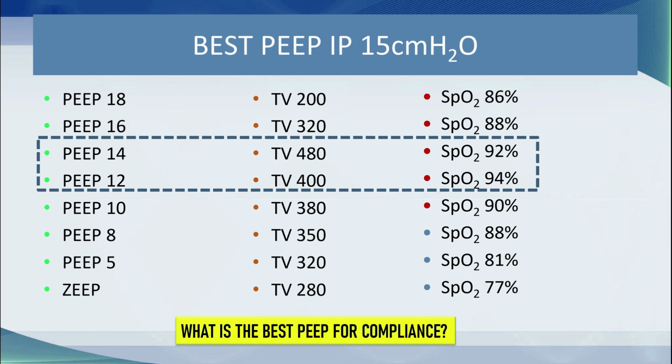But at 14, she's a tidal volume of 480 mils, so better compliance, because remember, the driving pressure is still the same. We're using 15 centimeters of water, and her saturation is 92. So at 14, she's got better ventilation, but worse oxygenation. So you decide where you want to land, 12 or 14, or somewhere in between, maybe 13. But that's how you do a PEEP decrement trial.